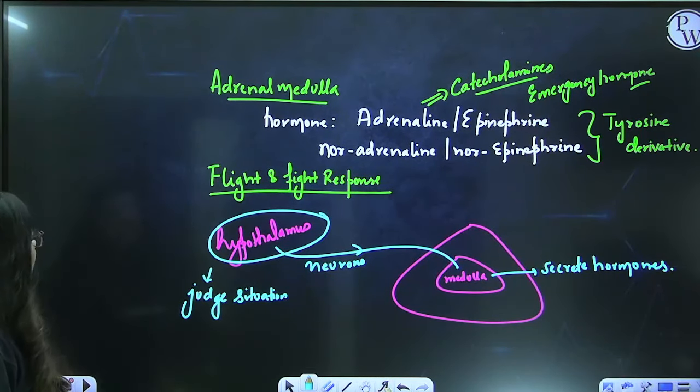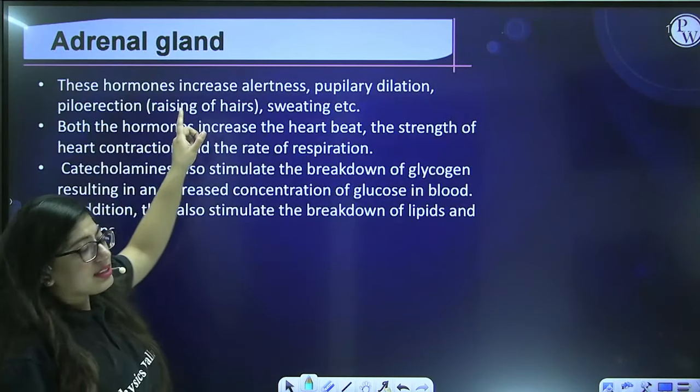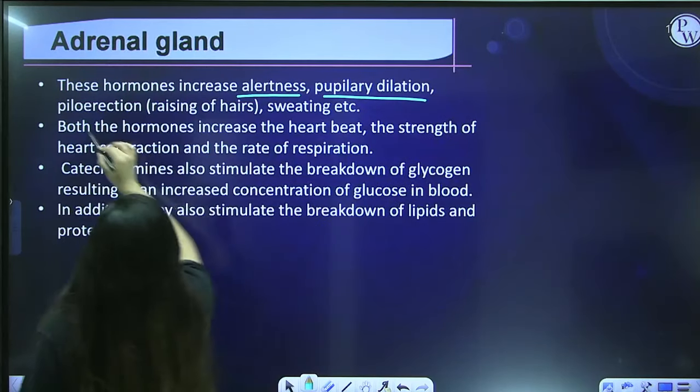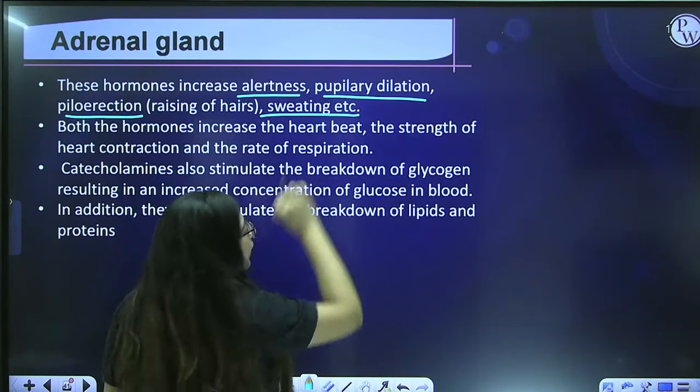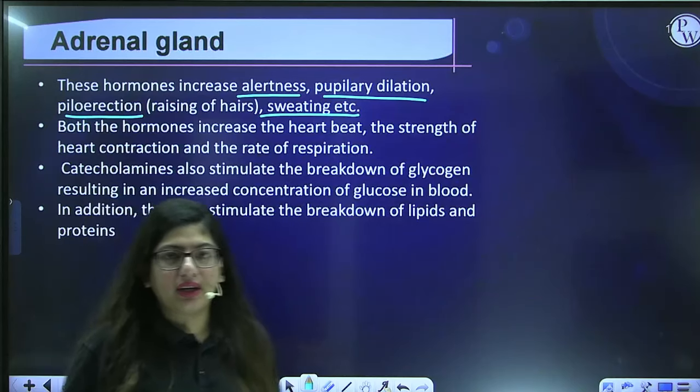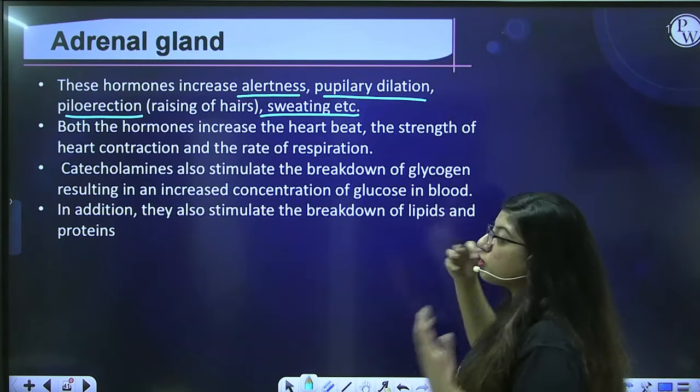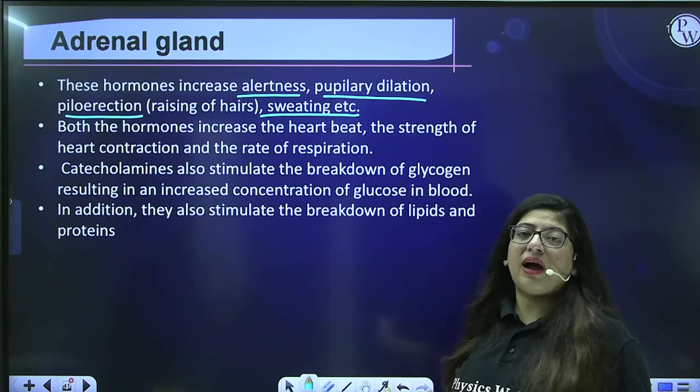Let's see. So, the first function: these hormones will increase alertness, pupil dilation, piloerection and sweating. So for example, you're running, at that time you're alert, you know the dog is behind you. You'll also sweat and you will have piloerection.